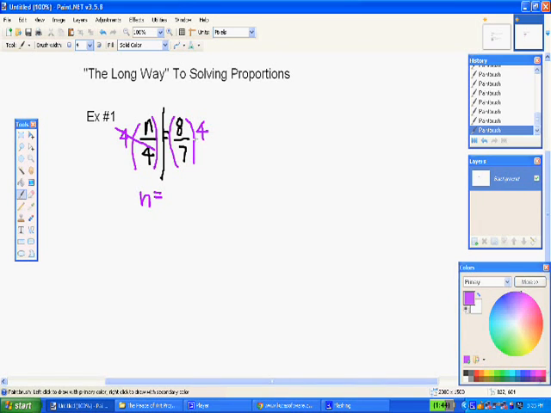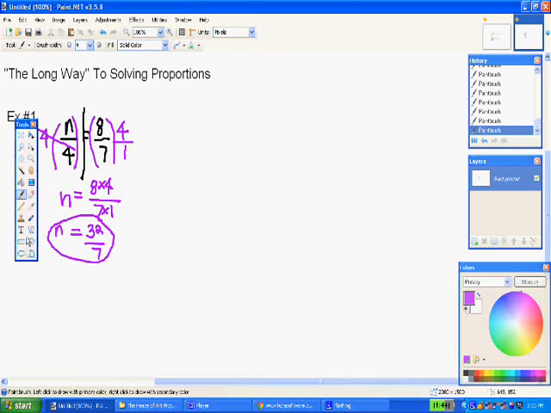And then 4 written as a fraction is 4 over 1, and remember when we multiply fractions, we multiply across the top and we multiply across the bottom. So 8 times 4, and we also do 7 times 1. So we get 32 over 7. And unfortunately, that can't simplify any further, and that's our answer. Let's do another example.